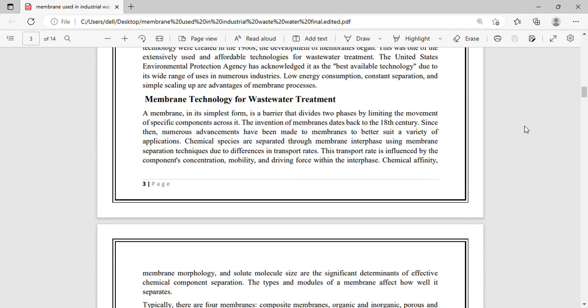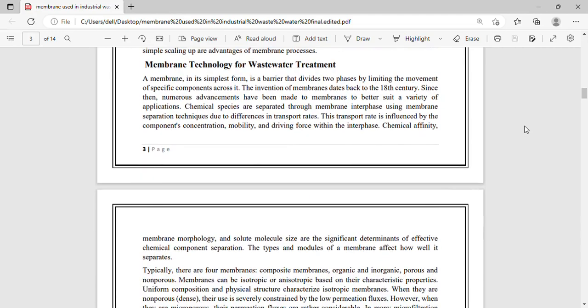Membrane technology for wastewater treatment. A membrane in its simplest form is a barrier that divides two phases by limiting the movement of specific components across it. Basically, the invention of membranes dates back to the 18th century. Since then, numerous advancements have been made to membranes to better suit a variety of applications.